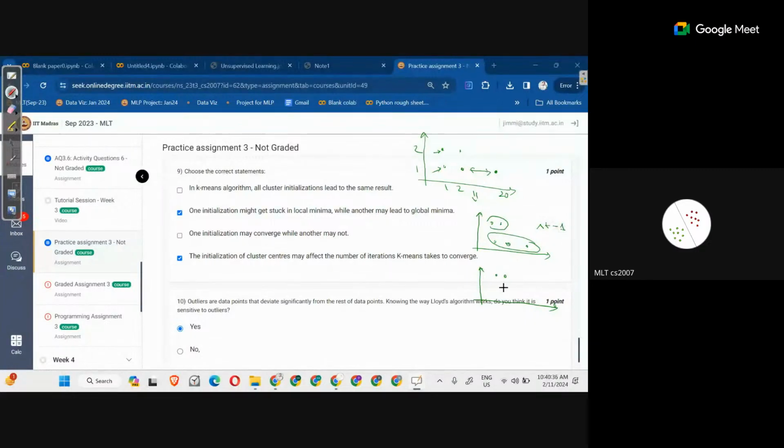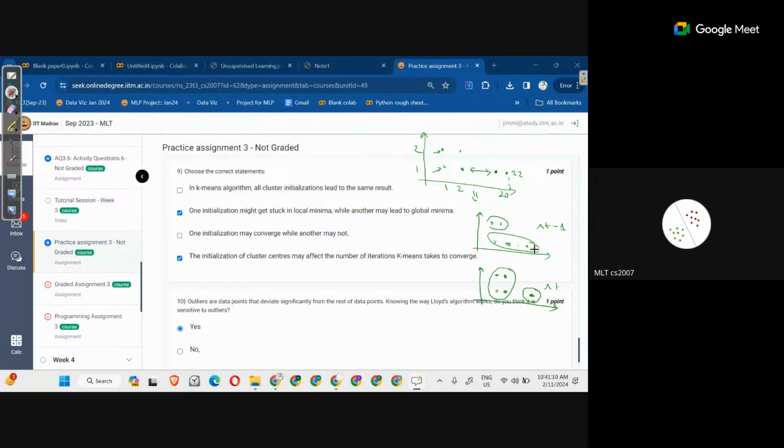Then in step 1, what will happen? These 2 points will be like this only, and since our cluster center will be somewhere here, in the second step these 2 points will fall into this shape, and this point will be alone, something like this. So this is going to happen. Or maybe I should also take one more point, 20 and again 22, just to give you a better idea.